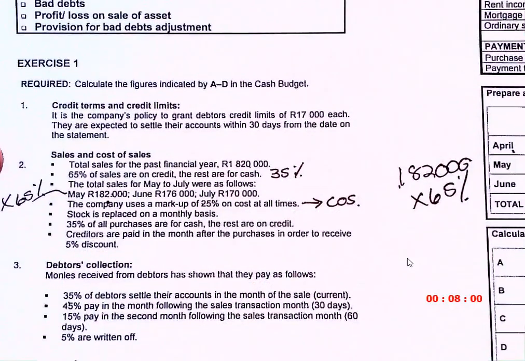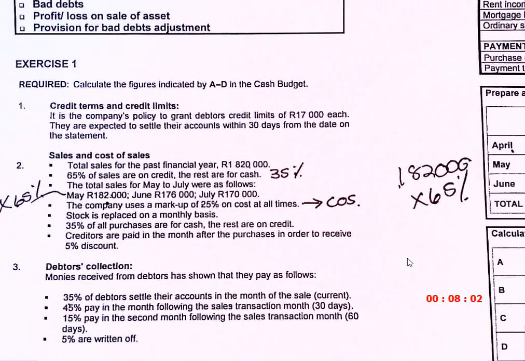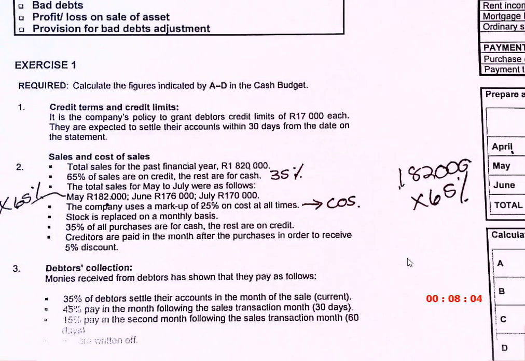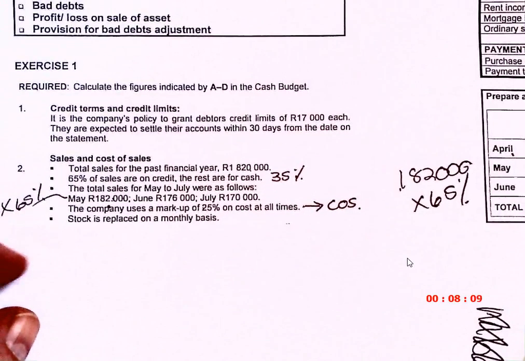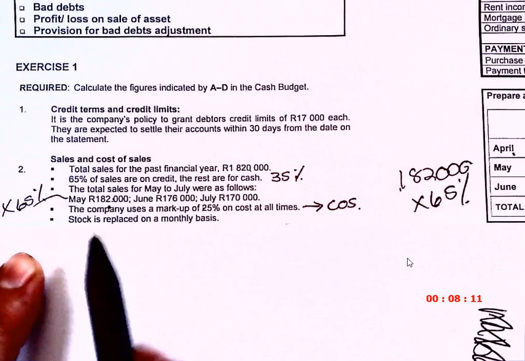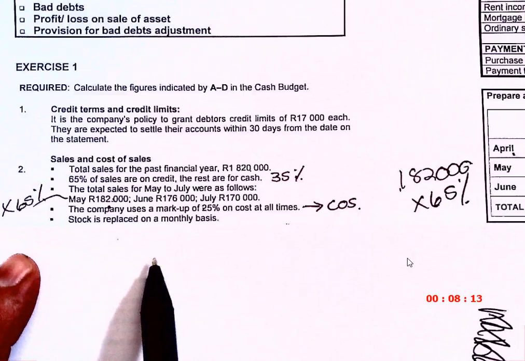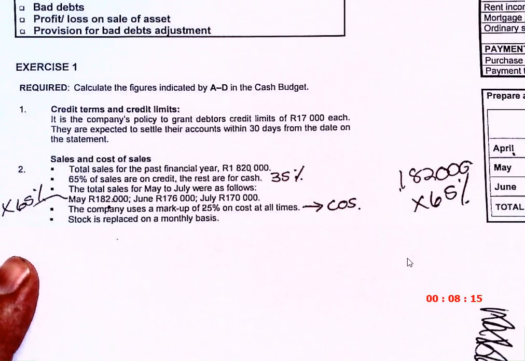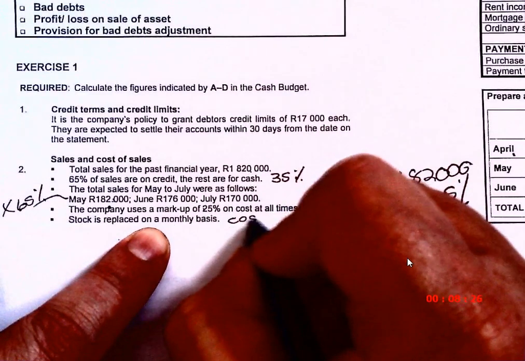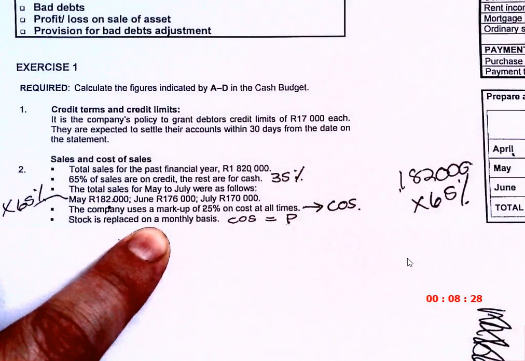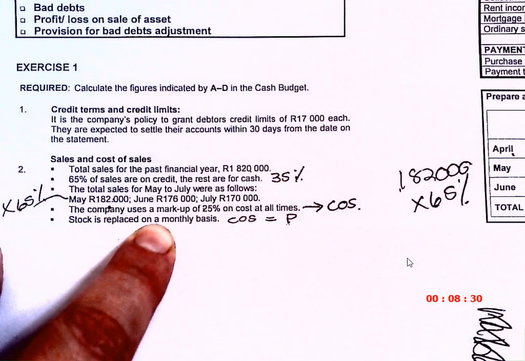Am I right? So I want to quickly show you this. If they don't give me purchases, and they give me that sentence that says stock is replaced on a monthly basis, it means they keep their stock constant. Meaning whenever the stock sells, they replace it. Sells, replace, sells, replace. So that sentence tells you the cost of sales is the same as the purchases. That's what that sentence means.